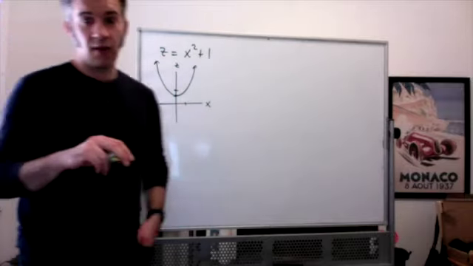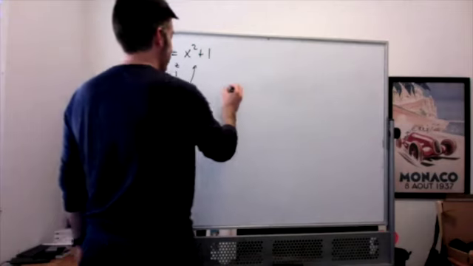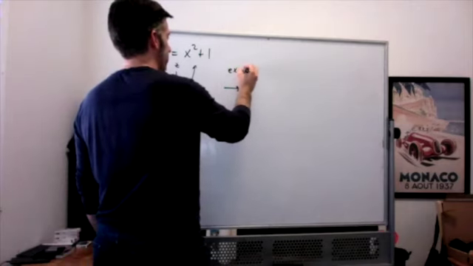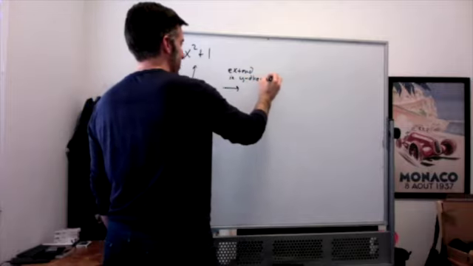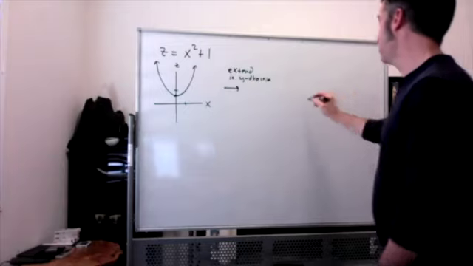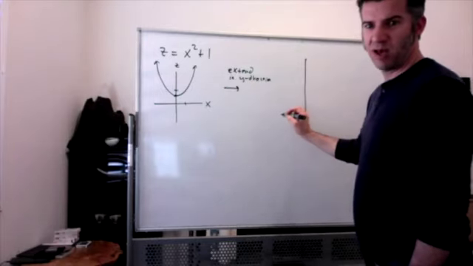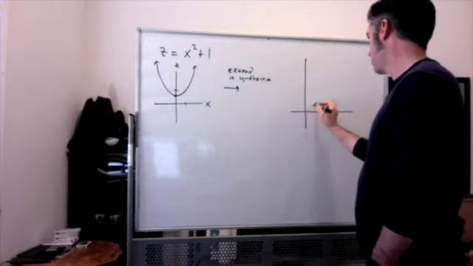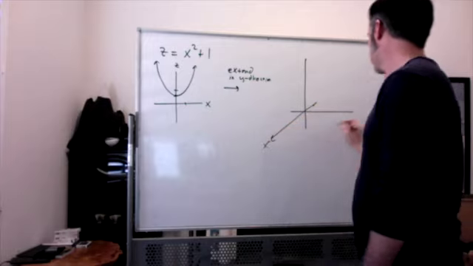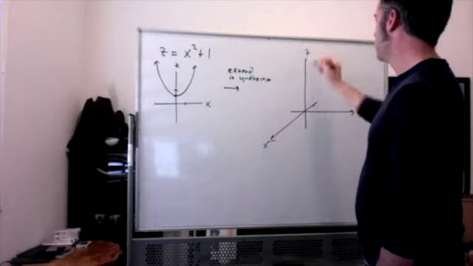Okay, but now we're going to extend it in the y direction, right? Because there are no y's. So I'm going to draw in the usual... I feel like I'm giving myself too much. Yeah, let's do that. So there's x, y, z.